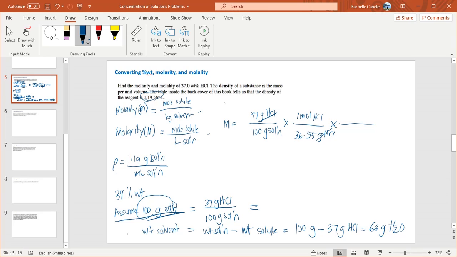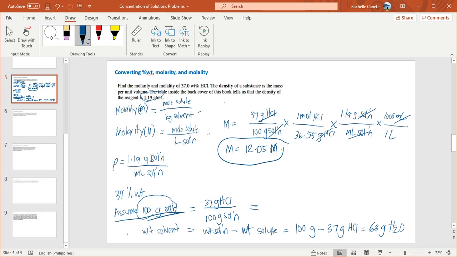You just need to change the grams of solution into the liters of solution. Grams to volume, you can just use the density. So you have 1.19 grams of solution per mL of solution. You can cancel grams of solution, and you're left with mL, but you need to change that into liters, where 1000 mL is equal to 1 liter. Now you're left with moles per liter. So the molarity is 37 times 1.19 times 1000 divided by 100 times 36.55. That's 12.05, so the molarity is 12.05 molar.